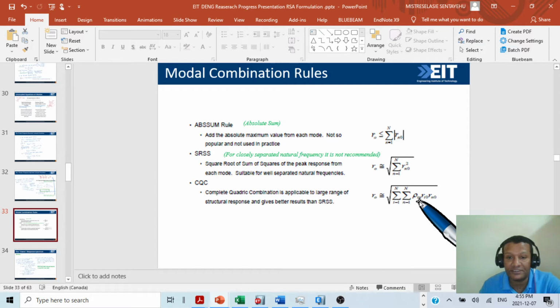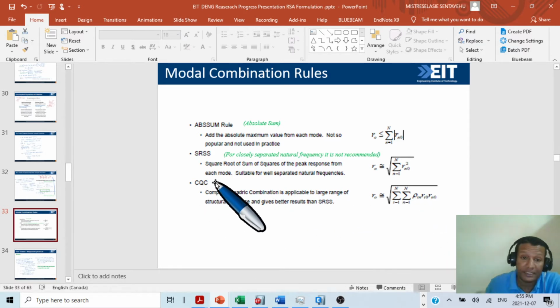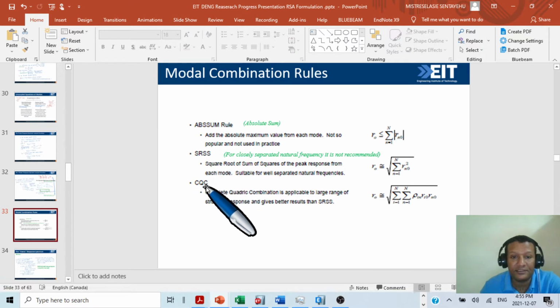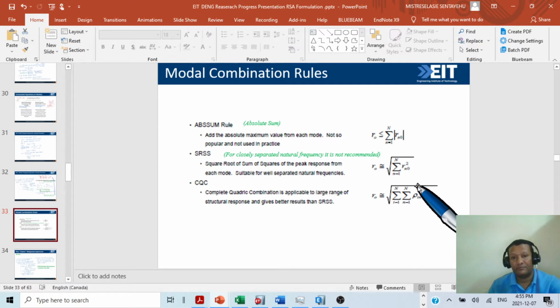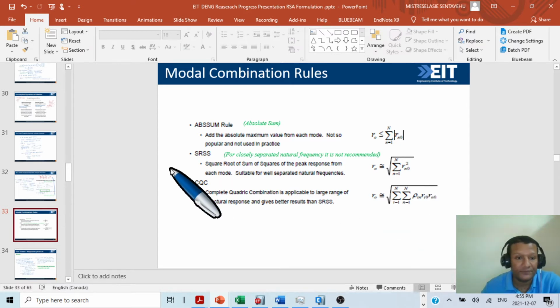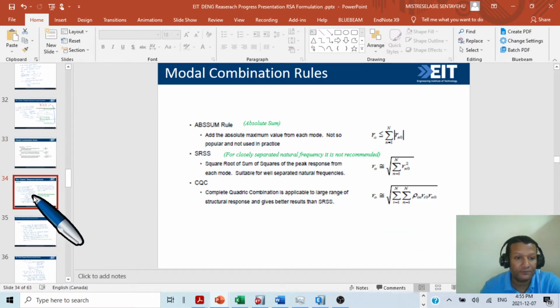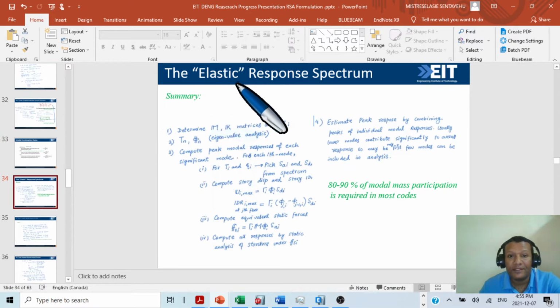Different researchers have shown that, but ETABS has both SRSS and CQC for our results. Again, the absolute sum takes the absolute maximum value from each mode; it is not so popular and not used in practice. These are the modal combination rules. Now, the elastic response spectra.